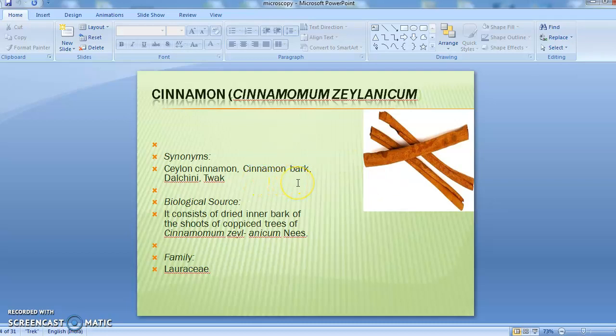Its synonym is dalchini, also Ceylon cinnamon, belonging to the family. Biological source: it consists of the dried inner bark of the shoots of coppiced trees of Cinnamomum zeylanicum, belonging to family Lauraceae.